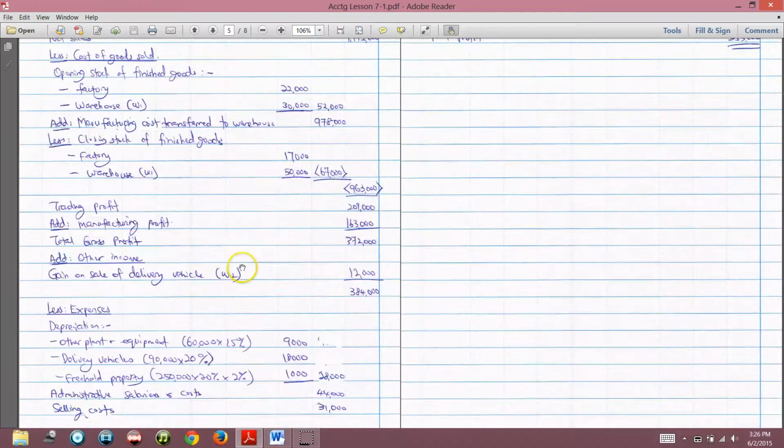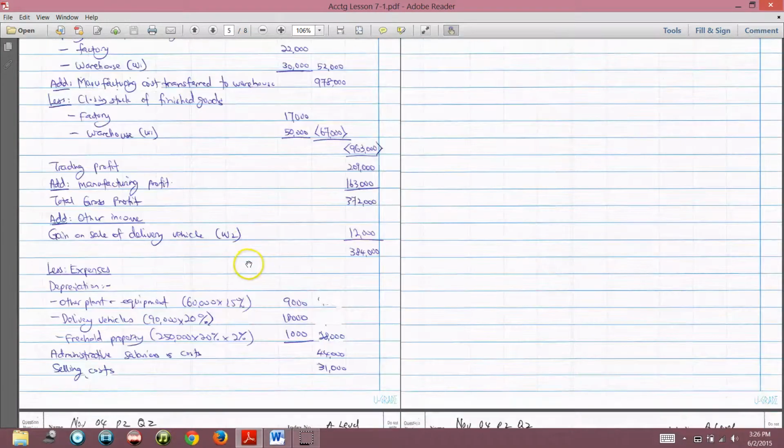Then under your trading and profit and loss account, these expenses are your office expenses: depreciation of plant and equipment, other plant and equipment. All these expenses here are your office or maybe your trading site, not the factory, that means the non-factory expenses. Other plant and equipment is 60,000, and the depreciation rate under note 5 is 15%. Delivery vehicle we hold on first.